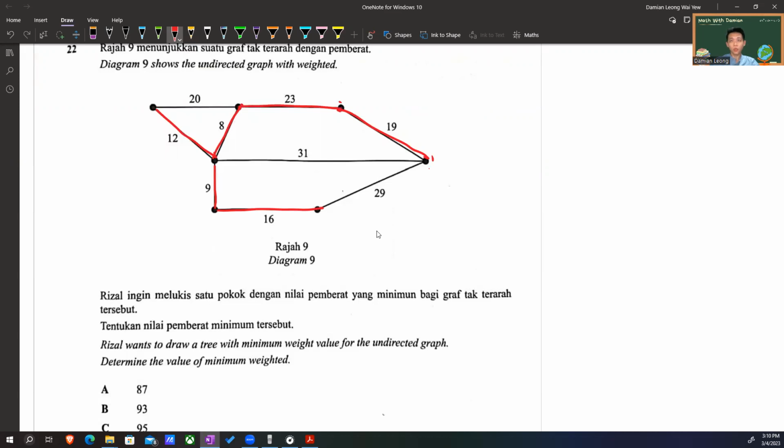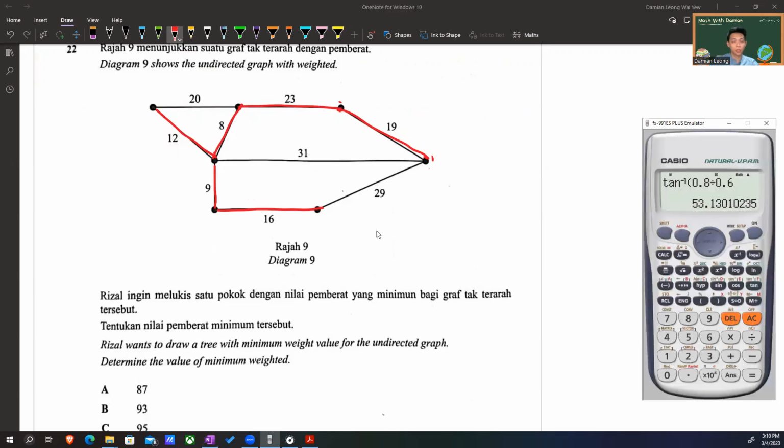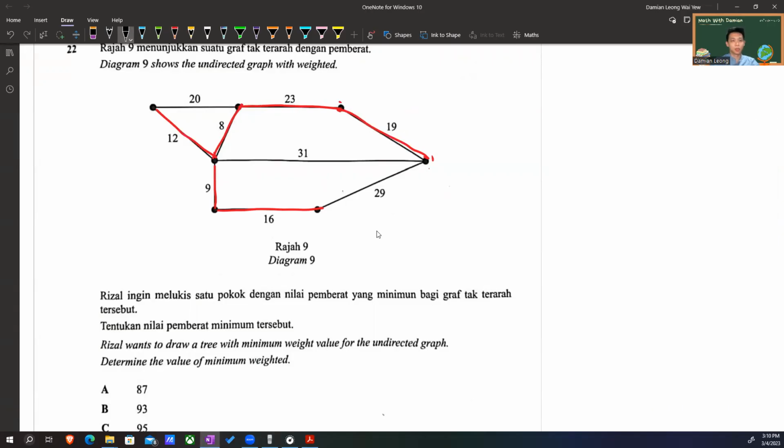So I just add all this weightage together. 12 plus 8 plus 23 plus 19 plus 9 plus 16. 87. Answer A.